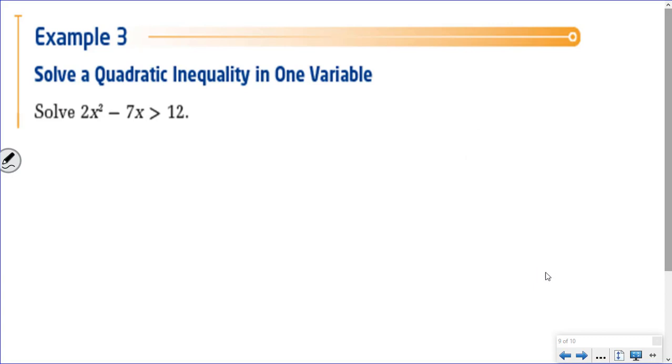The same thing is true for inequalities, right? So if I gave you something like this one, where I had 2x squared minus 7x is greater than 12, I don't like that 12 being there. So the first thing you have to do when you're doing a question like this is take that 12 and move it to the other side. So we get 2x squared minus 7x minus 12 is greater than 0. And again, what we're going to do at this point is solve it just like we solved the previous inequalities.